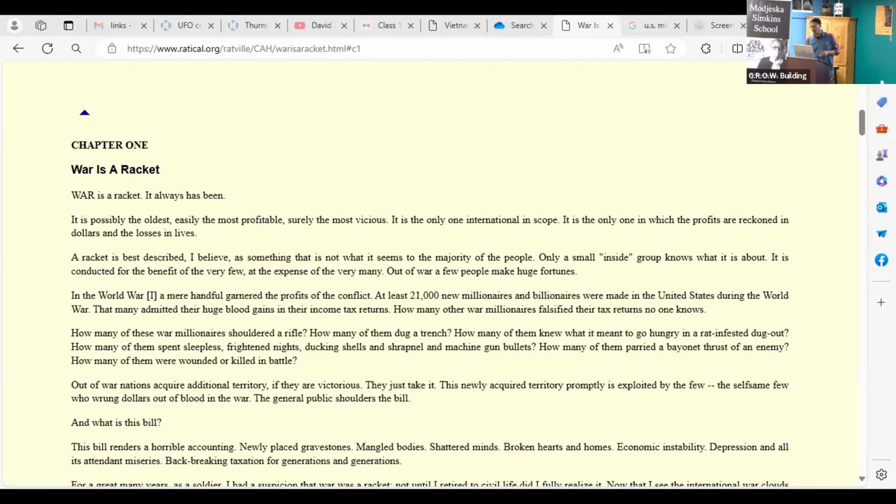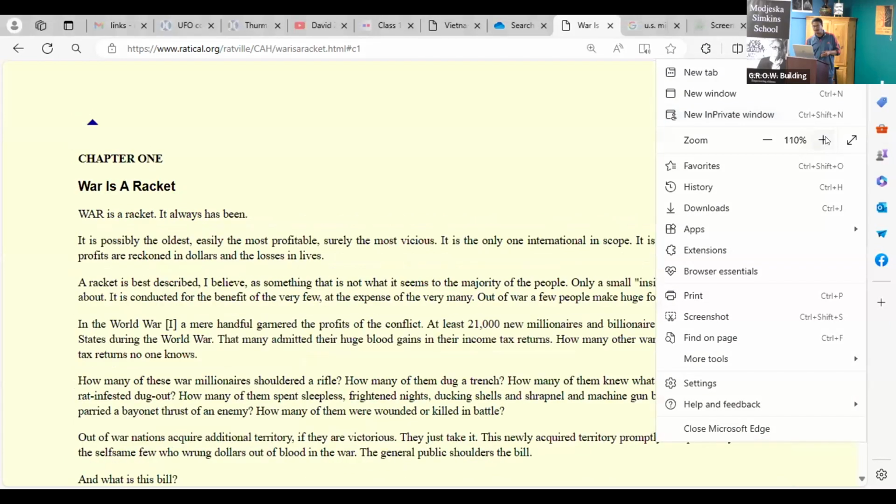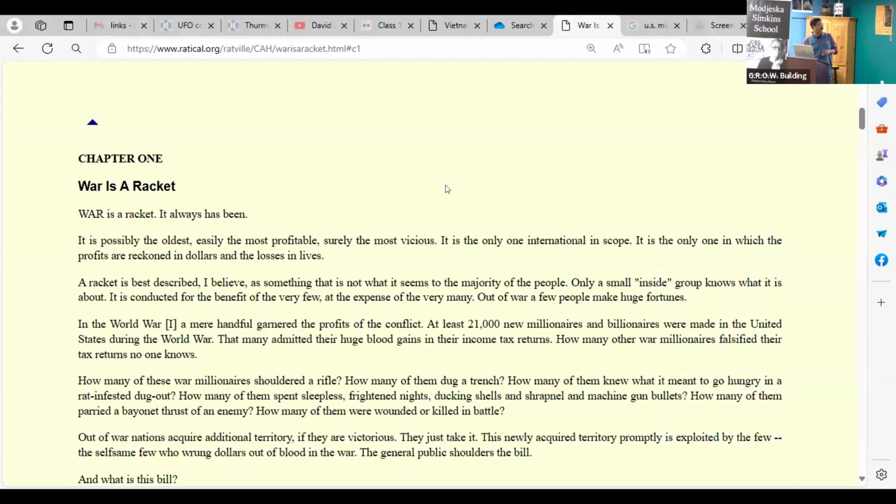War is a racket. It always has been. It is possibly the oldest, easily the most profitable, surely the most vicious. It is the only one international in scope. It is the only one in which the profits are reckoned in dollars and the losses in lives. A racket is best described, I believe, as something that is not what it seems to the majority of the people. Only a small inside group knows what it is about. It is conducted for the benefit of the very few at the expense of the very many. Out of war, a few people make huge fortunes.